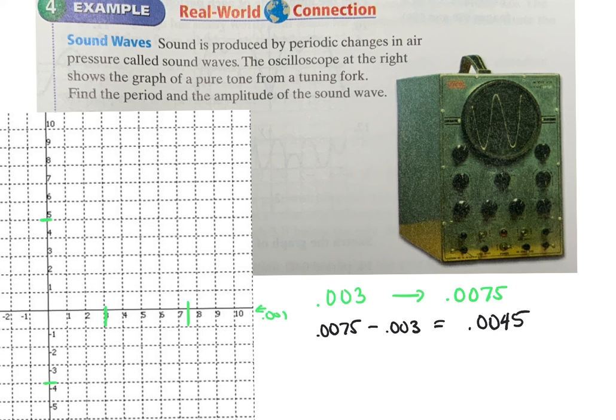So what then is my amplitude? How would I find that? My maximum is my 4. My minimum is my -4. So I say 4 minus -4, divided by 2, which is going to be 8/2, which is 4. Amplitude is 4.